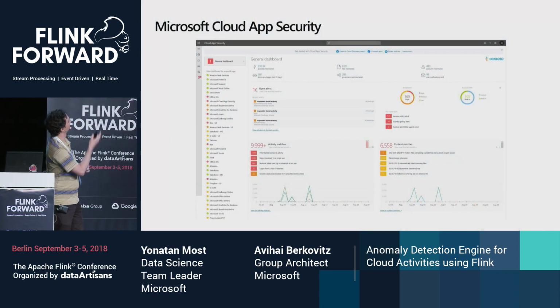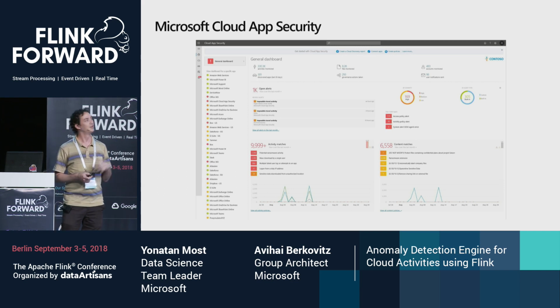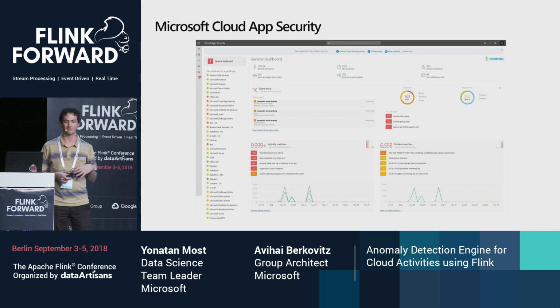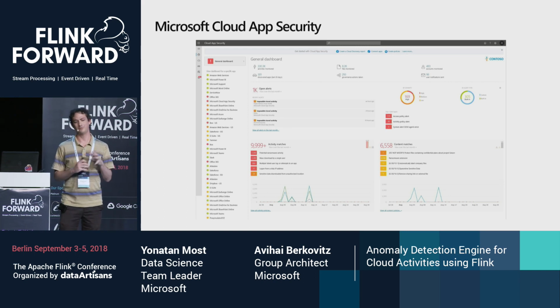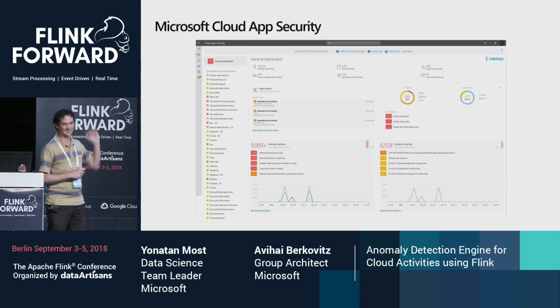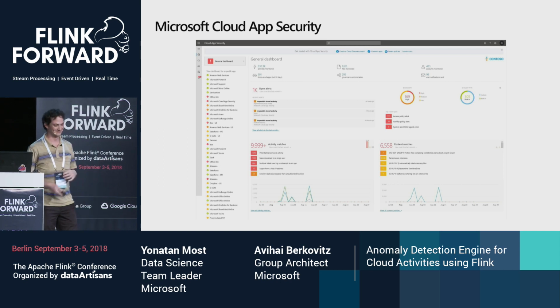This is an example of the dashboard of the product. As you can see on the left, you have a list of all the applications that are deployed within this tenant. On the top, you can see the count of all the users and all the files and various activities that happen in all the applications. And you can see open alerts broken down by various policies. Hopefully, if you deploy the product, you won't have as many alerts as this demo tenant.